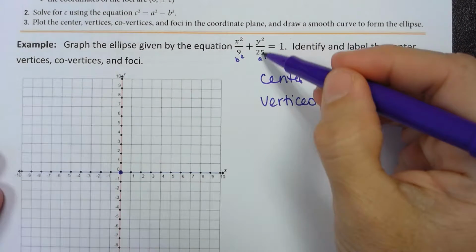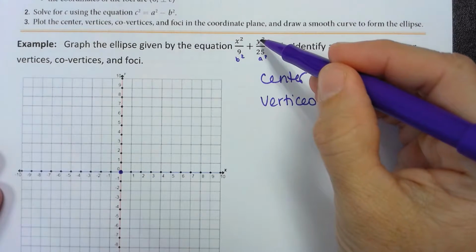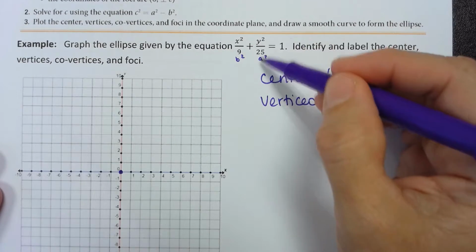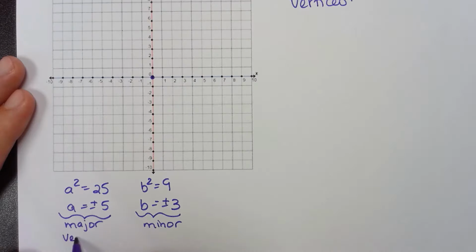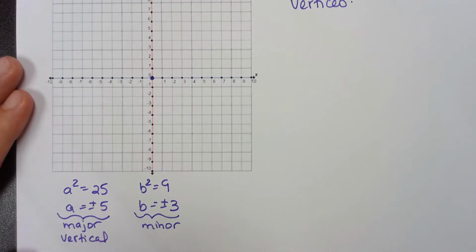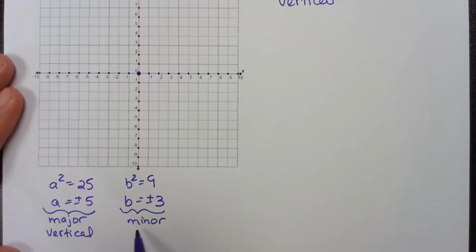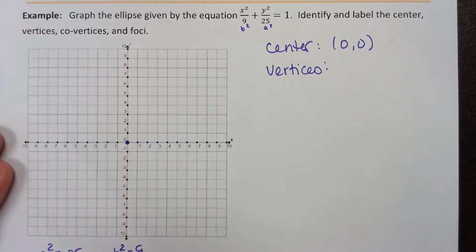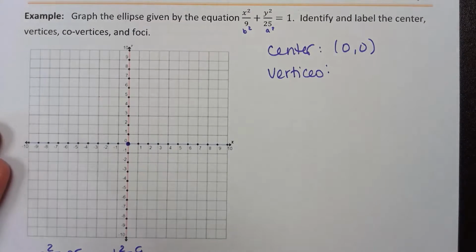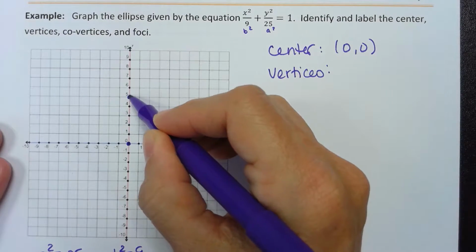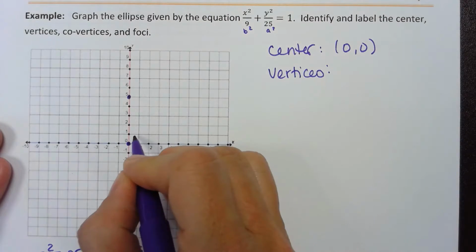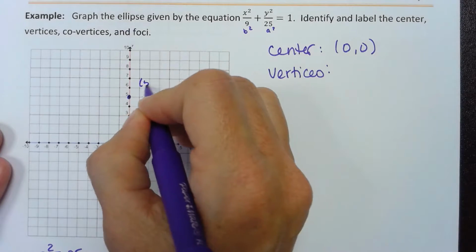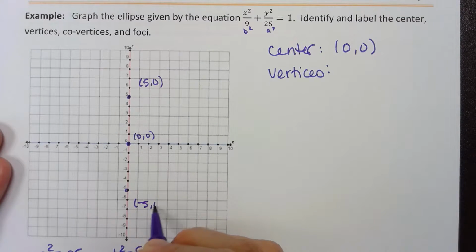So since A is under the Y, that's telling us that this is a vertical major axis. It's parallel to the Y axis. Our minor axis is going to be horizontal. So if our major axis is vertical, and it's plus 5 and minus 5 from the center, it means we go up 5 and we go down 5. So we have our point 0, 0, 5, 0, and negative 5, 0.